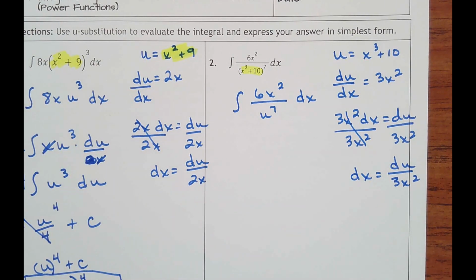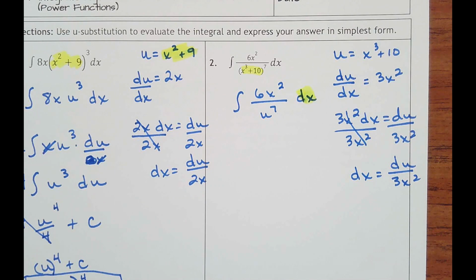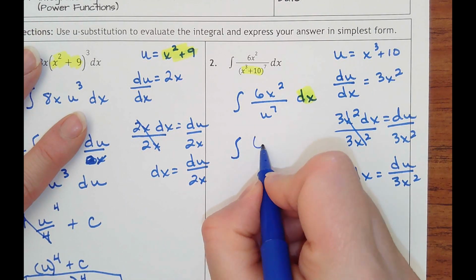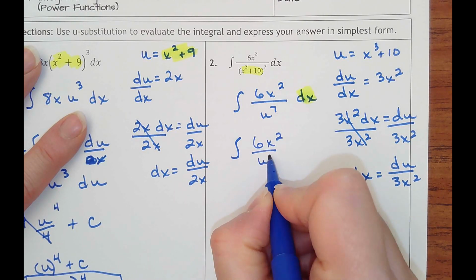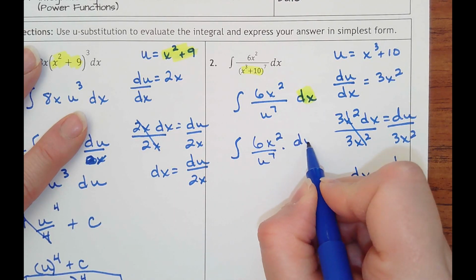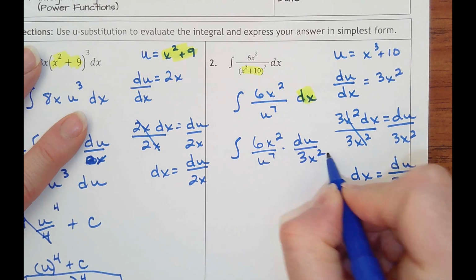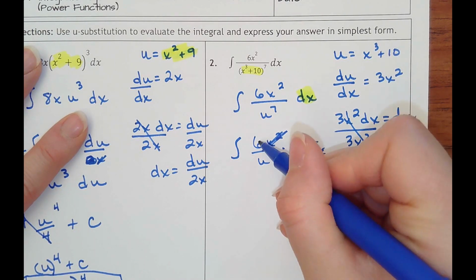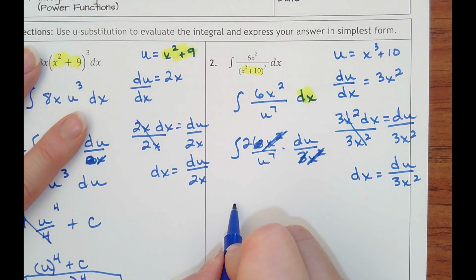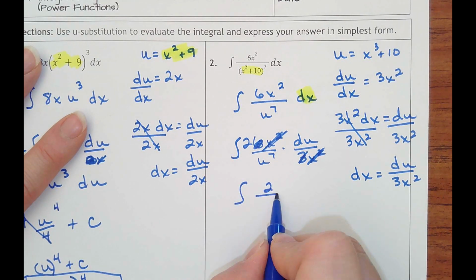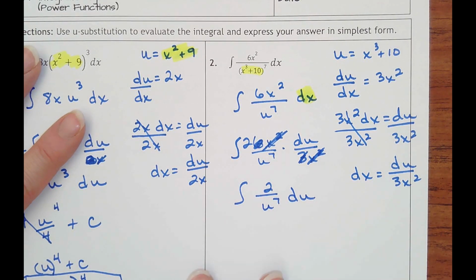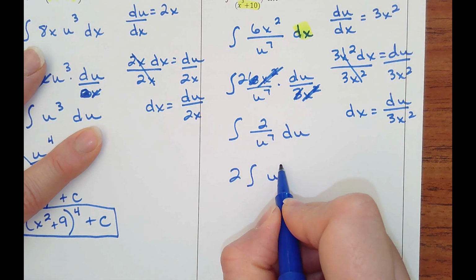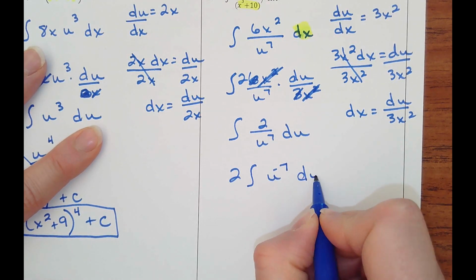Okay, so now I'm able to replace this. And again, I can choose to take out that 6 now or wait. It doesn't matter. I'll have 6x squared over u to the 7th times du over 3x squared. So what simplifies? My x squareds will cancel. My 6 divided by 3 will become a 2. And so now I really got 2 over u to the 7th du. So now I think I'll take my 2 out. I'll bring that u to the 7th up, so I'll make it a -7 du.